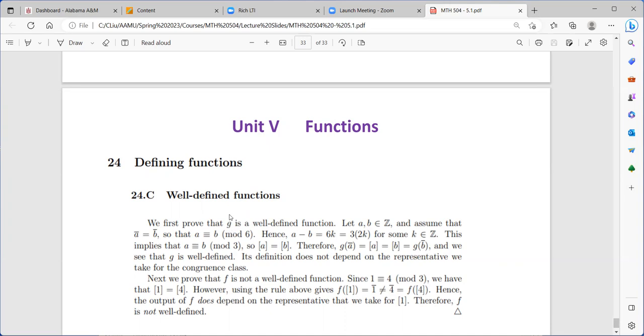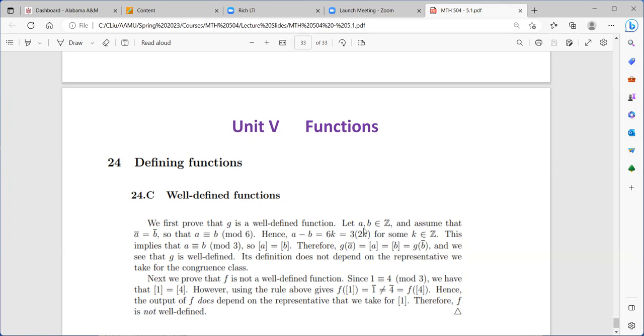by taking the congruence classes as the value of G, modulo 3. So how do you prove G is well defined?